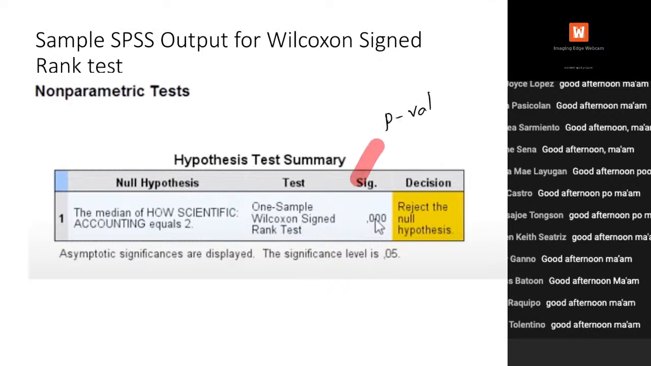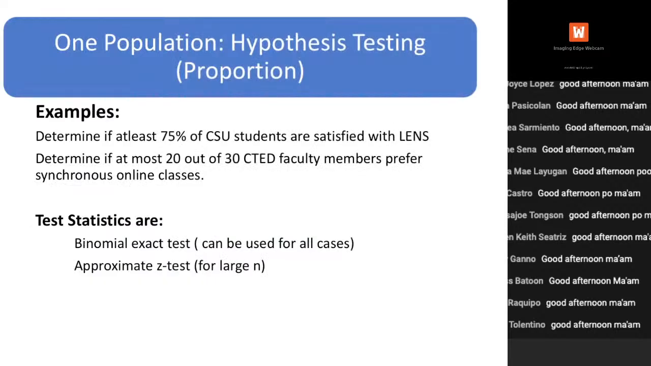P-value. So here, the p-value is less than 0.05. It's less than 0.05. Therefore, our decision is to reject the null hypothesis. Okay, reject the null hypothesis. So far we have discussed about t-test, z-test, and Wilcoxon sign rank test. So what's the difference between the two? T-test, z-test are parametric, whereas Wilcoxon is non-parametric.